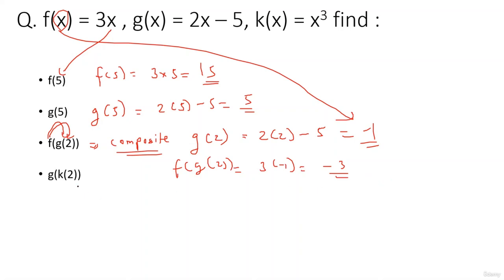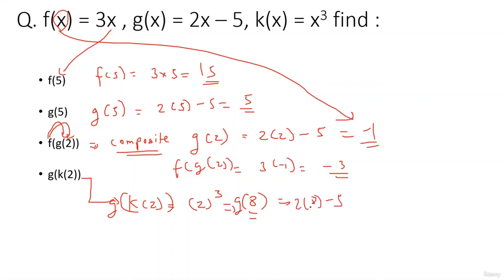Okay, next one, g of k of 2. Guys, the exact same logic will apply here. We first find k of 2. So k of 2 is 2 cube, which is 8 here. And I need to find g of k of 2, right? That means, guys, I want g of 8 actually. So what will g of 8 be? In place of x, you put 8. g of 8 will be 2 into 8 minus 5. 2 eights are 16, minus 5. The answer is 11. Okay, guys, let's go on to the next question.